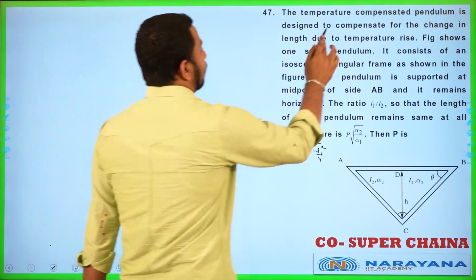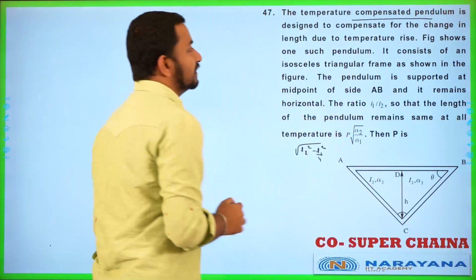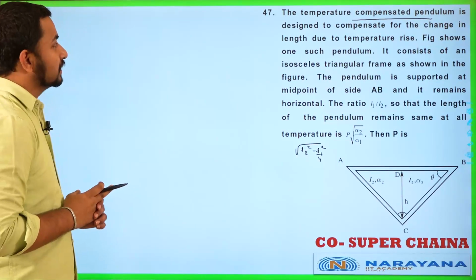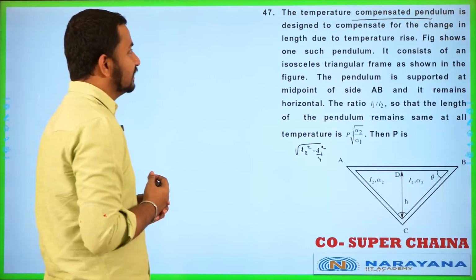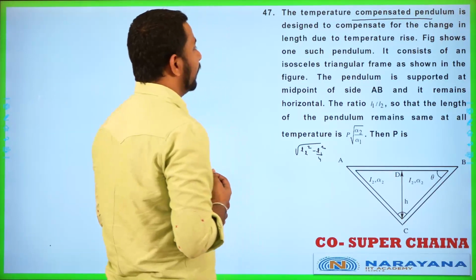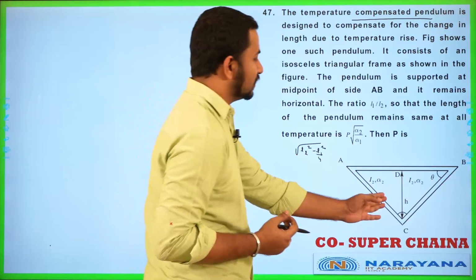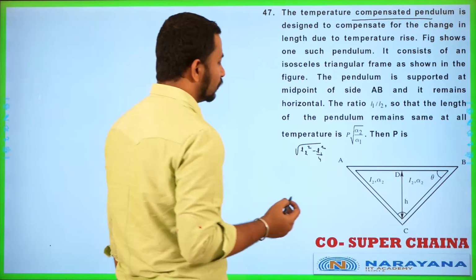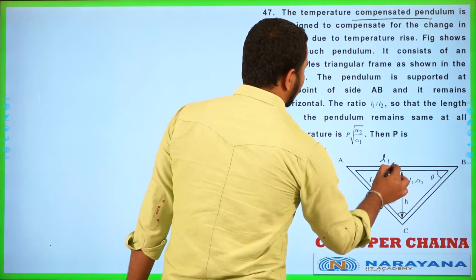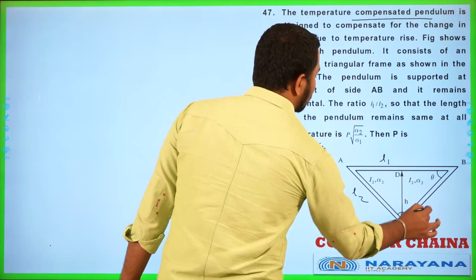The temperature compensated pendulum is designed to compensate for the change in length due to temperature. The figure shows one pendulum. It consists of an isosceles triangle frame. So this is an isosceles frame we have been given. If I take this as L1, this L2 and L2 will be the same.